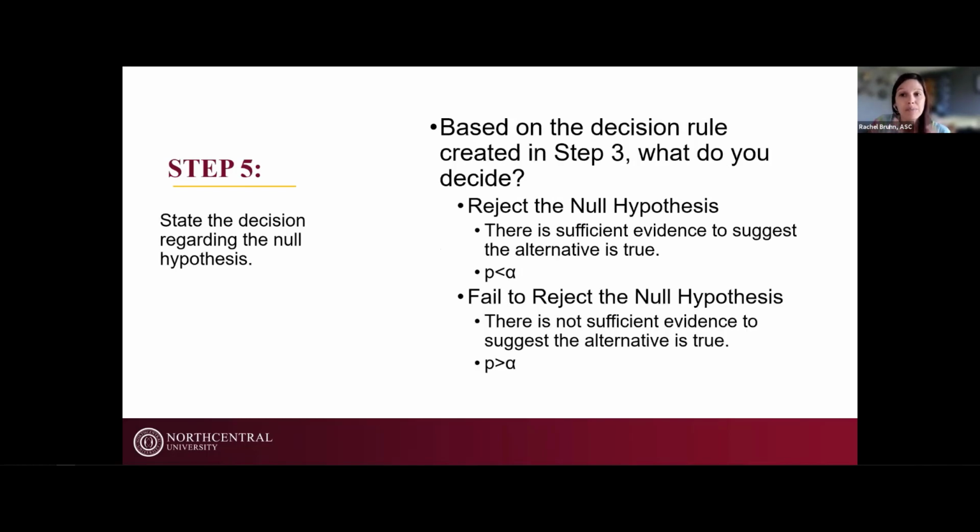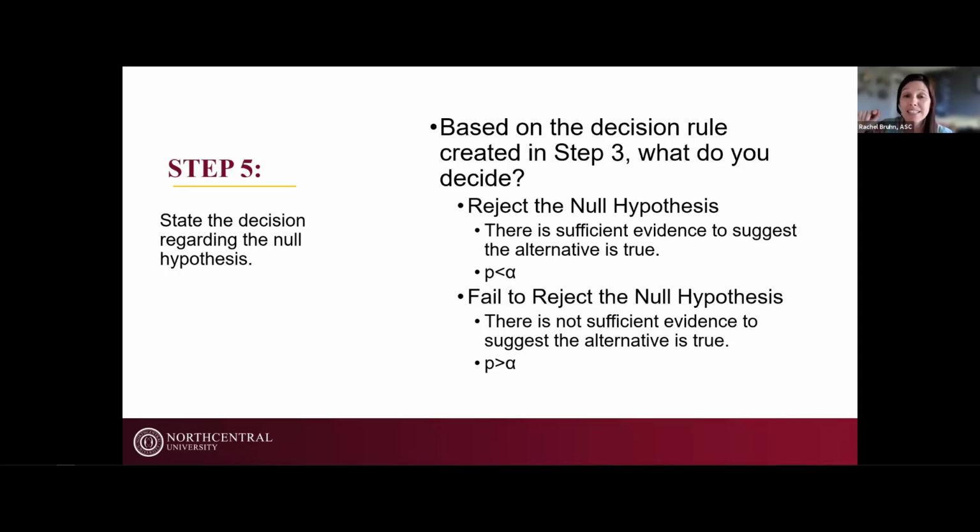Once we have run our test and we have our test statistic, then we have to state the decision regarding the null hypothesis. So think back to step 3 when we were talking about the decision rule, and we were talking about the circumstances in which we would reject or fail to reject the null hypothesis. Step 5, now that we've actually collected our data and analyzed it, now we get to make that decision. So we have 2 choices. We can reject the null hypothesis. That means we're going to wad it up, throw it out the window.